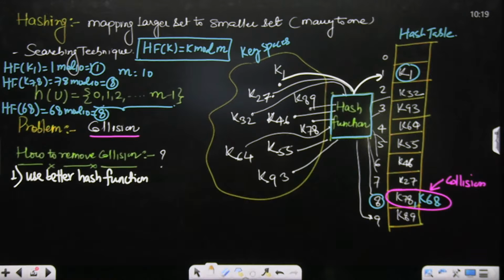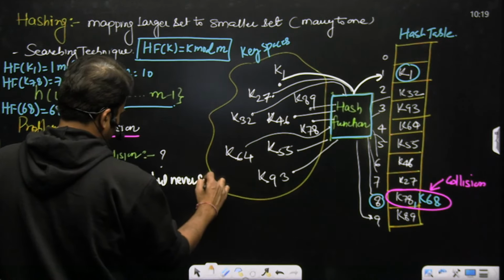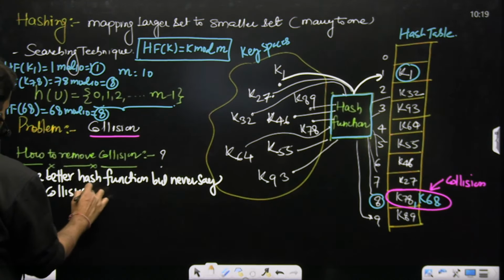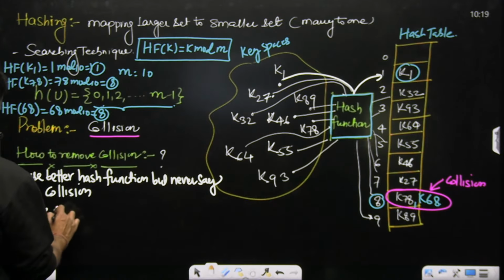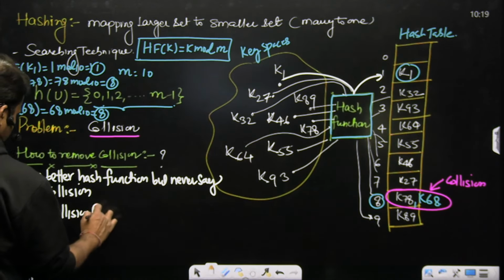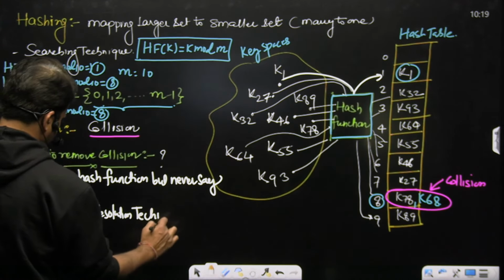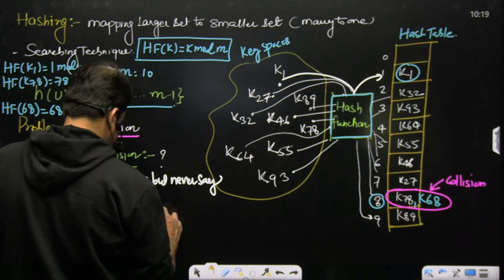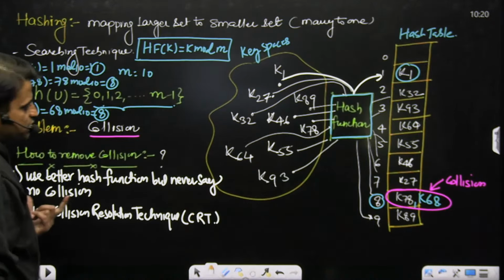Better hash function, but never say no collision, bache. You never say no collision. If still collision, then use a collision resolution technique. Use बच्चे collision resolution techniques. First of all, use a better hash function.